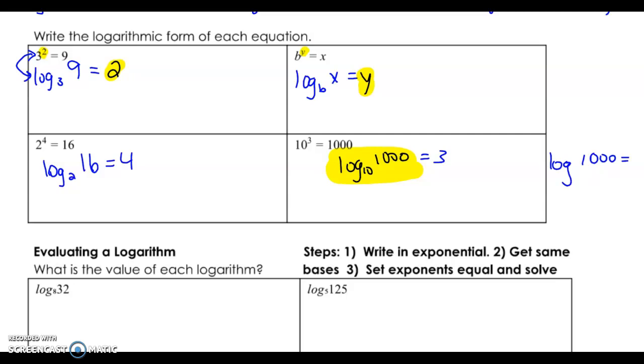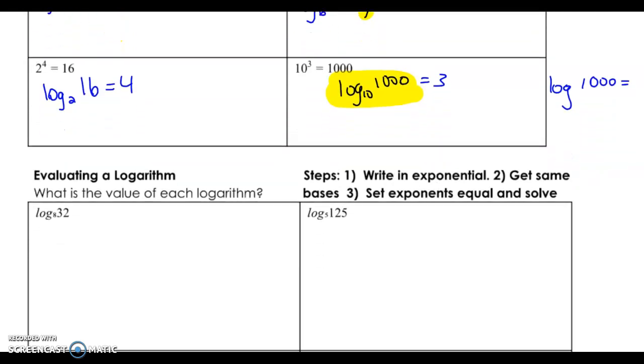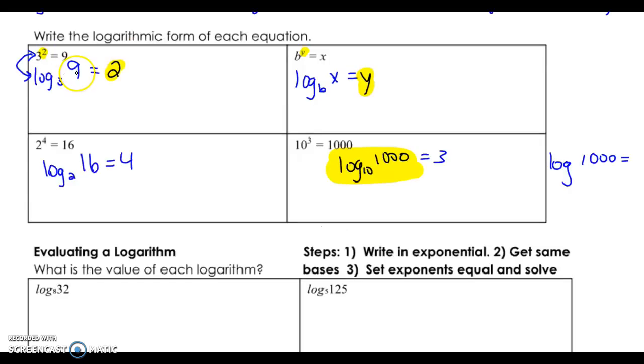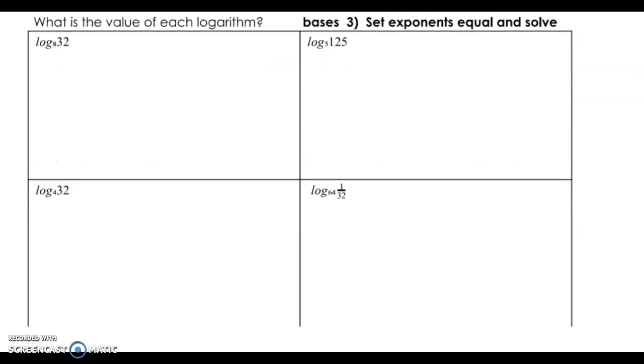Okay, let's go ahead and evaluate logarithms. What is the value of each logarithm? This time we're going to go backwards. We have it in logarithmic form. We want to put it back into exponential form so that I can solve it. Remember, a logarithm asks, what's the exponent?